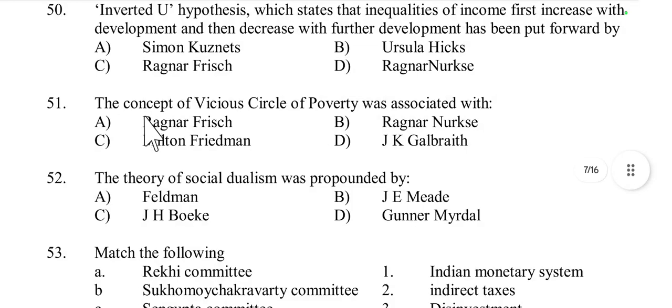Then 51, the concept of vicious circle of poverty was associated with Ragnar Nurkse. The vicious circle of poverty was given by Ragnar Nurkse, both from the demand side and the supply side. In the vicious circle of poverty, low income leads to low income. From both the demand side and the supply side there is a vicious cycle of poverty. So it was given by Ragnar Nurkse.